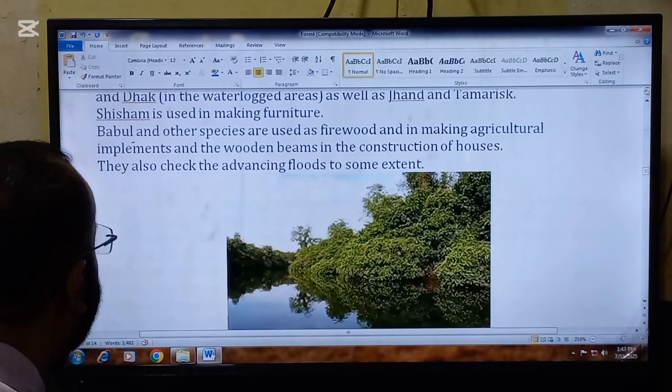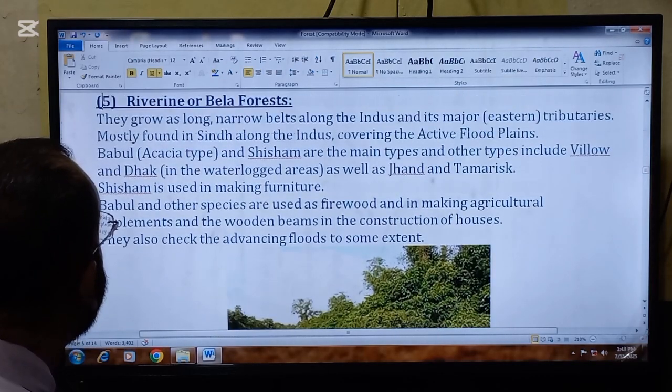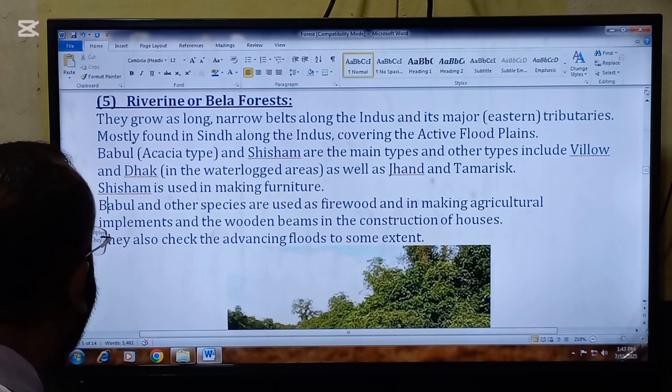The next that we are going to read is riverine or bella forest.